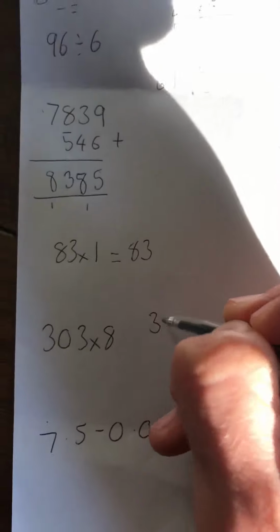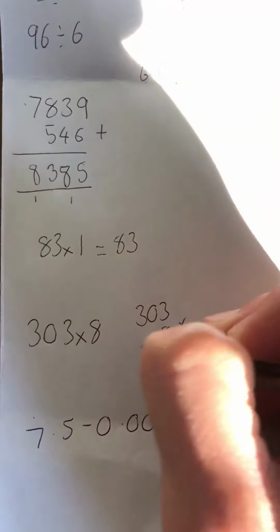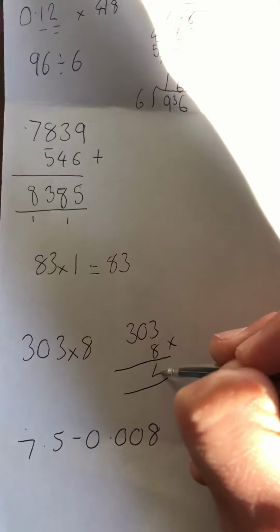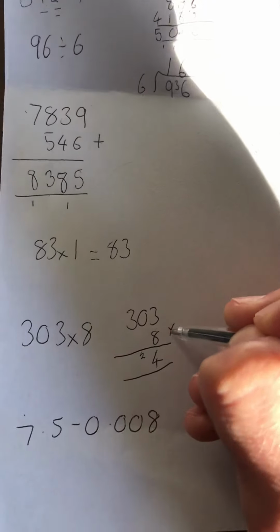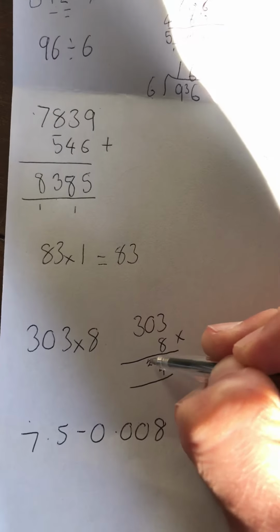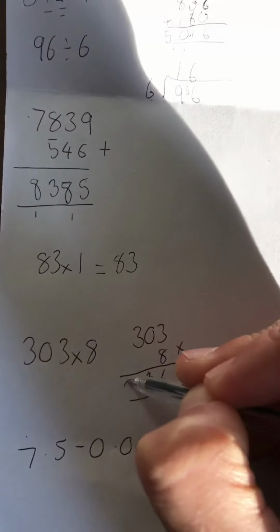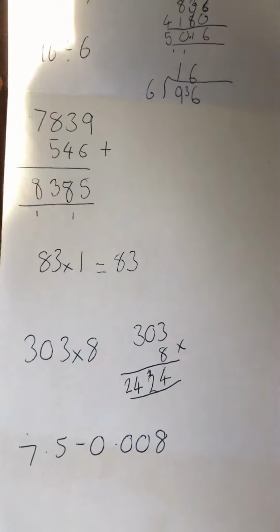Next up, we've got 303 multiplied by 8 is 24. 8 times 0, anything times 0 is 0. Don't forget to add the 2. 8 times 3 is still 24. 2,424. I like that answer.